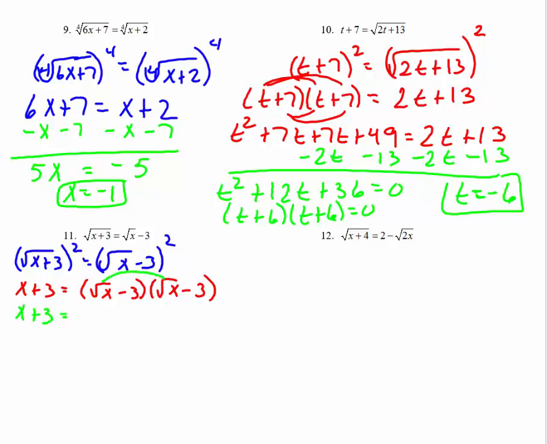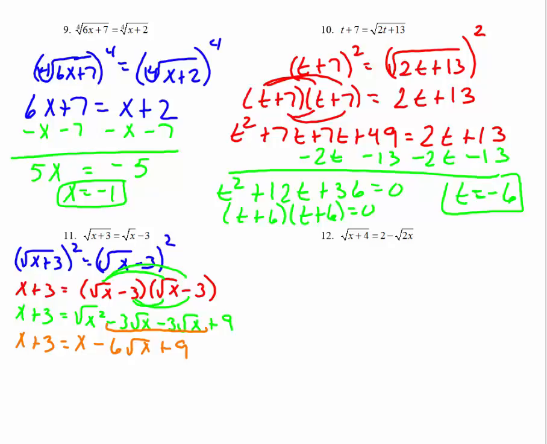Let's start distributing. Square root of x times the square root of x is the square root of x squared. Outer gives me a minus 3 square root of x. Inner gives me a minus 3 square root of x. And last gives me a plus 9. The middle terms do not cancel each other out. They actually get combined. The first square root of x squared just turns out to be x. Negative 3 square root of x and negative 3 square root of x gives me negative 6 square root of x, and I still have plus 9. So what happens is you have to start the process all over again.